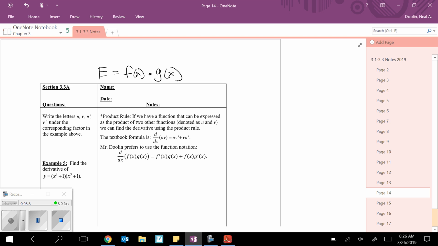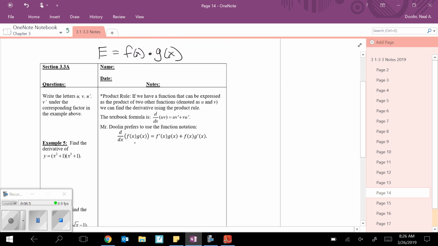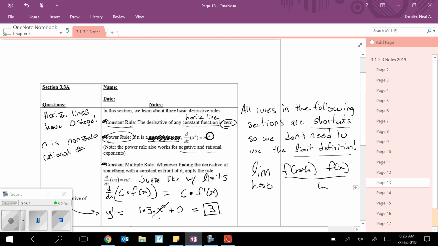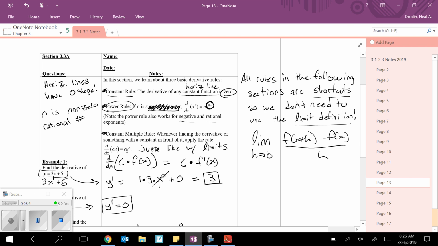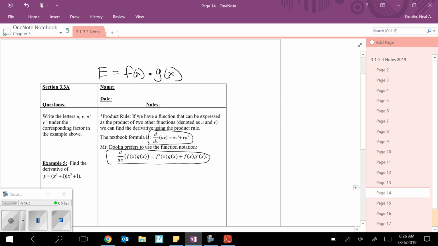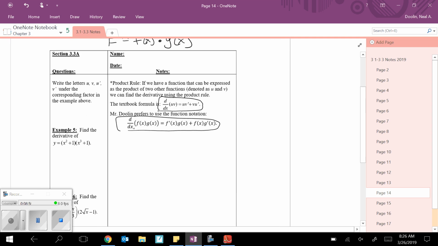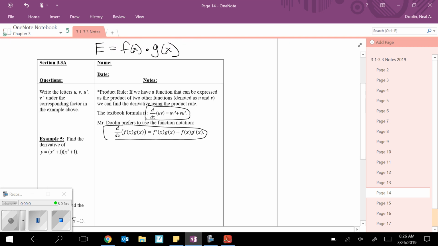I prefer to think about it this way, but the textbook likes to use U's and V's, as you may have noticed on the previous page and some of our rules. There was a U and whatnot. I don't like U's and V's because U's and V's are too similar, and it forces you to actually put the tail on the U when I just want to write them like this. So it's really annoying. So we've got the derivative of our two functions multiplied. It comes down to you take the derivative of one function by itself, multiply it by the other original, then add, keep the original of the first one times the derivative of the second one. It's kind of a mouthful to remember.